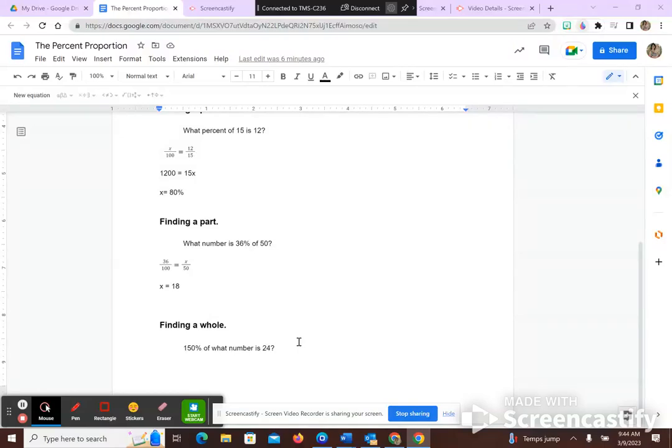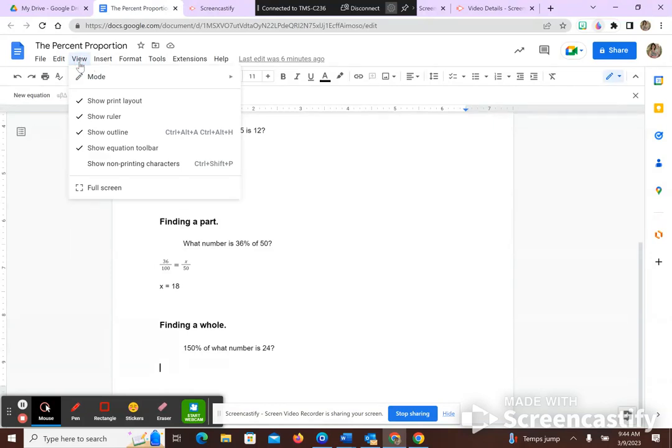Okay, the last one that you can, once again, solve with a proportion is finding a whole, finding the total amount of whatever it is that you're trying to solve. So in this example, it says 150% of what number is 24. Okay, so first of all, that 150%, that's my first ratio in the proportion.